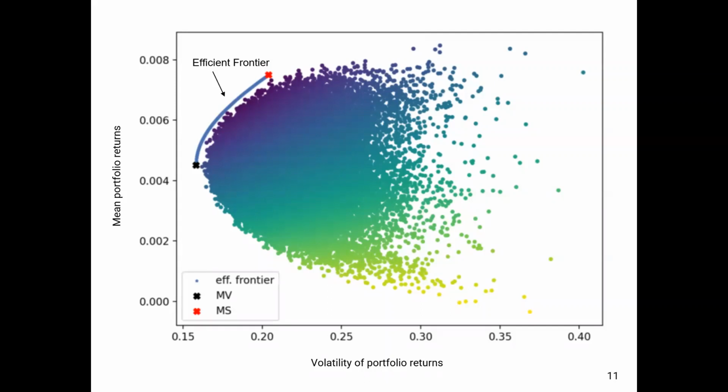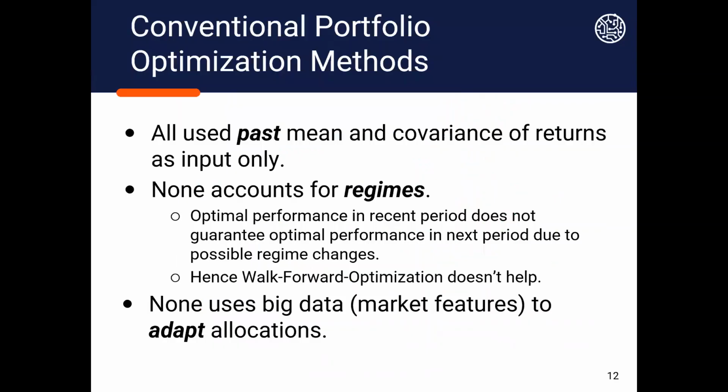No larger macroeconomic contexts are included. No regime information is included. It is assumed that whatever worked in the past is going to work in the future. Well, your financial advisor would have told you past performance is no guarantee of future results, but that is swept under the rug, ignored in this kind of academic portfolio optimization method that is actually being practiced by many industry practitioners in many funds. So, as I said, none account for regimes.